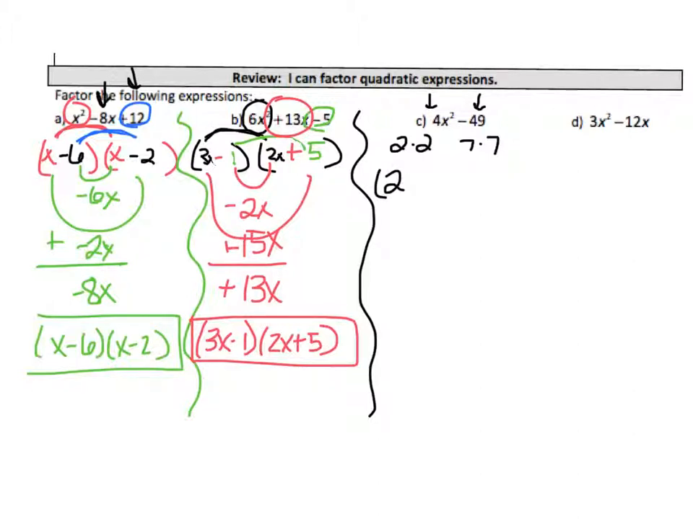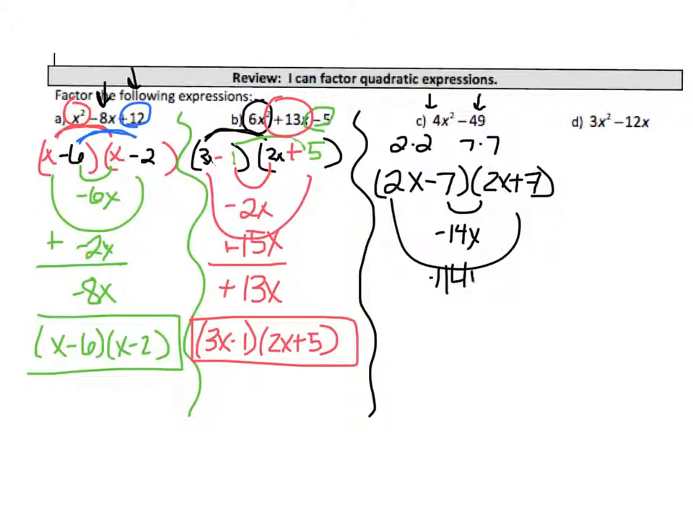So this is going to factor into 2x minus 7 and 2x plus 7. And that's it. That's as easy as it comes. Because if I multiply this out, I'm going to get 4x squared and then the minus 49. And if I check my middles, I'm going to get a negative 14x and a positive 14x, which will become 0, which means that there is no middle number or middle x term. So it's just 2x minus 7, and 2x plus 7.